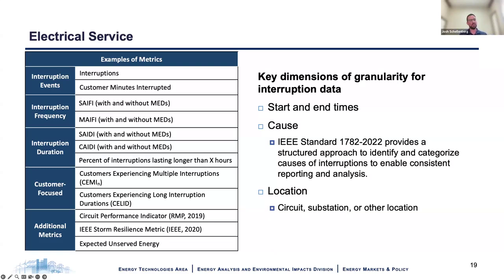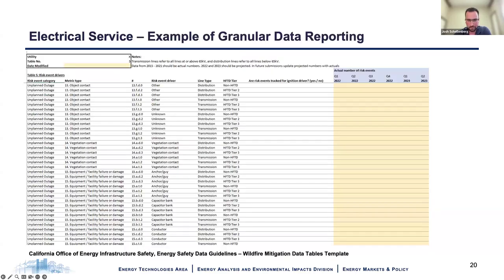So for that metric, you can set a threshold of, say, 24 hours and say, in a given year, how many customers experience a power interruption longer than 24 hours, and then track that over time and see if it's increasing or decreasing, and how the utility may be performing in that particular area when it comes to these extreme weather hazards.